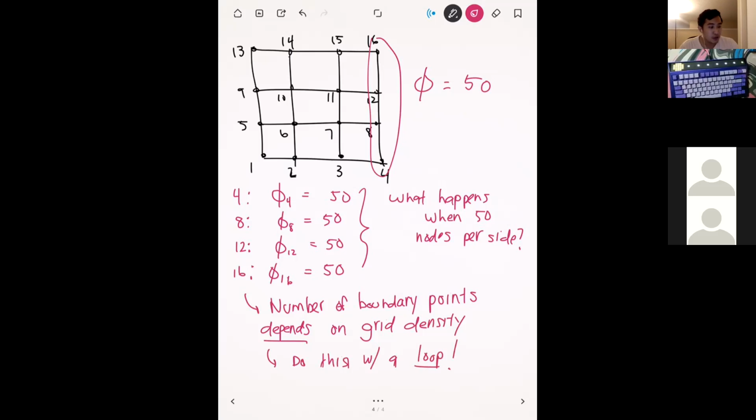A loop is great for visiting lots of different nodes in a mesh like this, right? If you think back to 1D, we used the loop once we did the case with 50 grid points, and the loop helped us visit all those points in a very efficient way. In 2D we're going to do the same thing. We're going to use a loop to visit nodes, but just for those boundary nodes. Okay. Any questions on this?